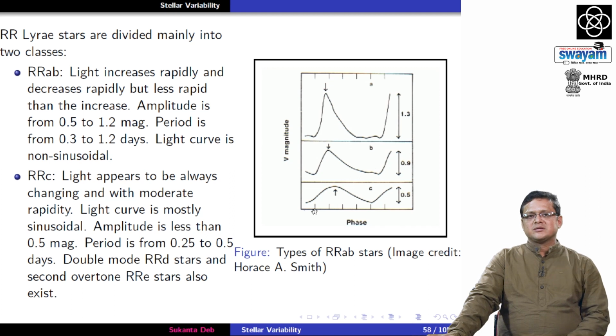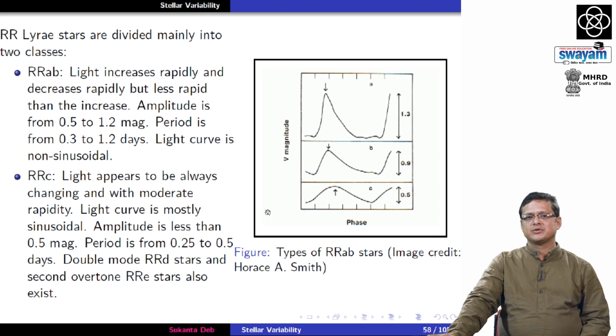On the other hand, in the case of RRc stars, the light appears to be always changing with moderate rapidity. The light curve is mostly sinusoidal. Amplitude is less than 0.5 mag, period is from 0.25 to 0.5 days, and double mode RRd stars and second overtone RRe stars also exist.